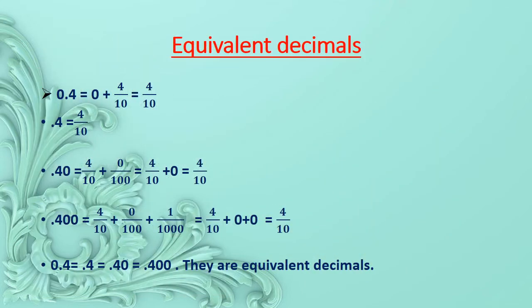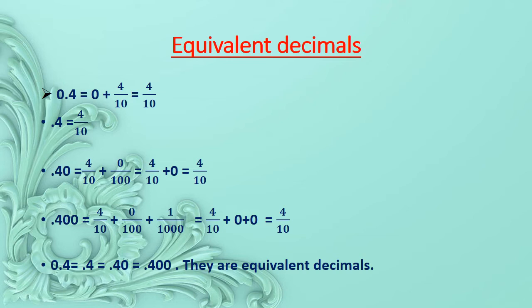Now here is an example by which we will understand whether these decimals are equivalent or not. First, we have 0.4. As you know, it can be written as 4/10, as I told you that whenever we are moving towards the right, the digit will be divided by 10. So here 4/10, as we all know. Now second is 0.40.